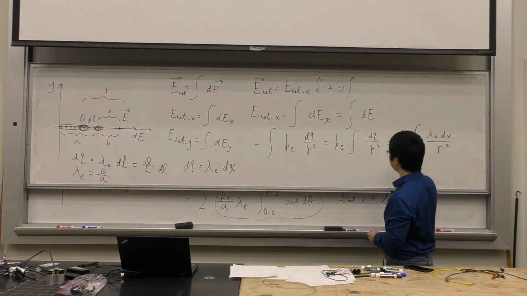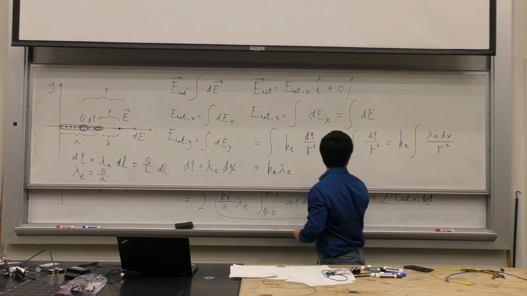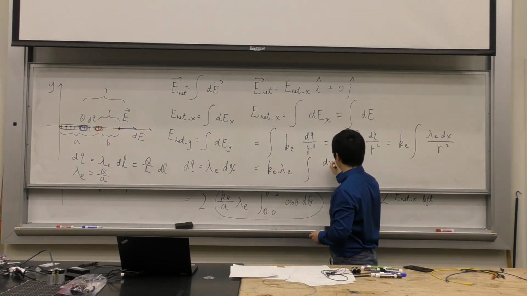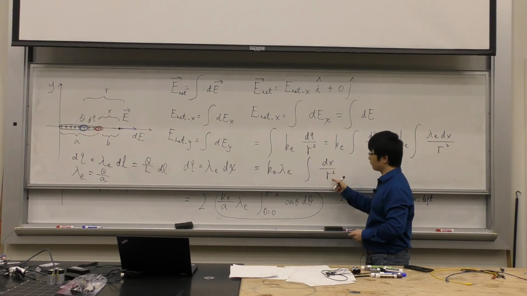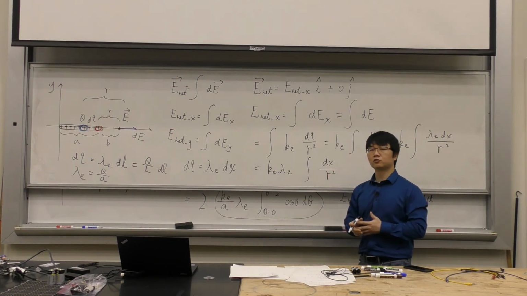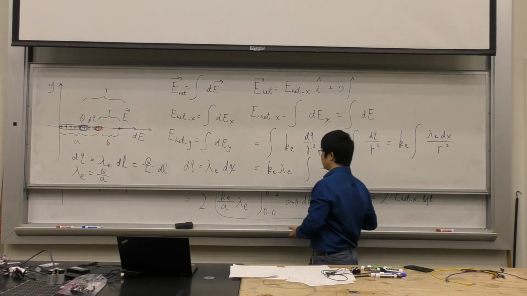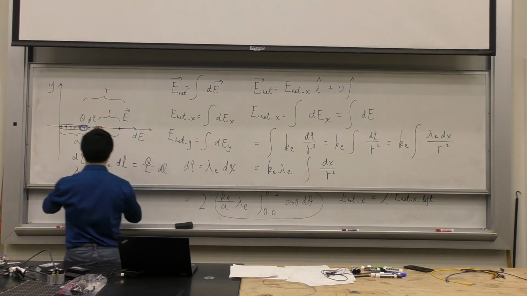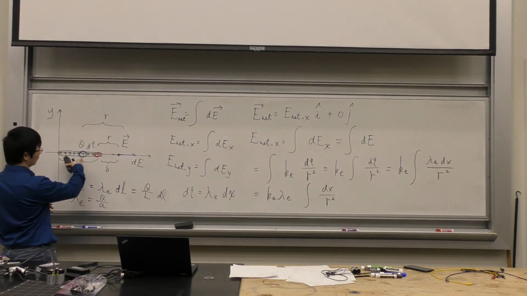Of course, I can take out this lambda. So it's going to be ke lambda, now dx over r squared. Okay, so I have an x, I have r. I should write them in terms of only one variable. I can't have two, right? So let's see if I can write this r in terms of x, okay? So let's focus on this guy.